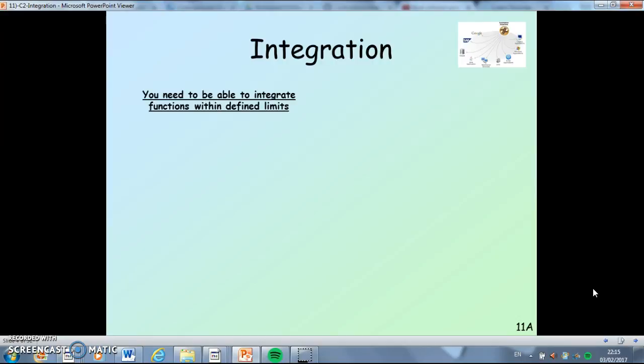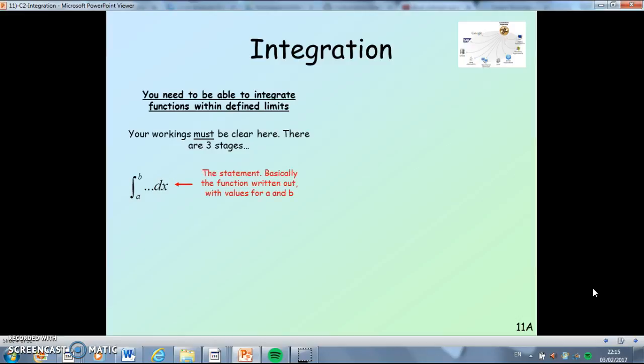So what is integration? We know that integration is the opposite of differentiation in the basics, and we know that to integrate a value, what you must do is add 1 to the indice and divide by the new indice.